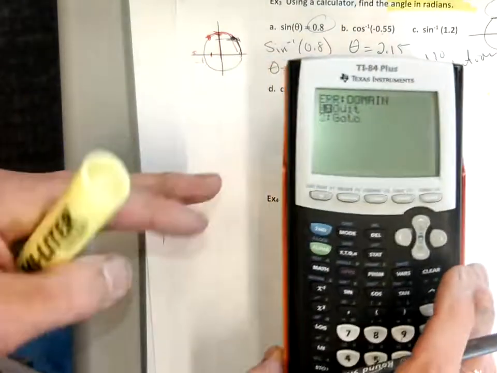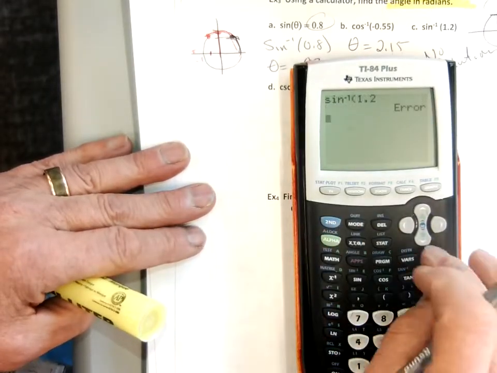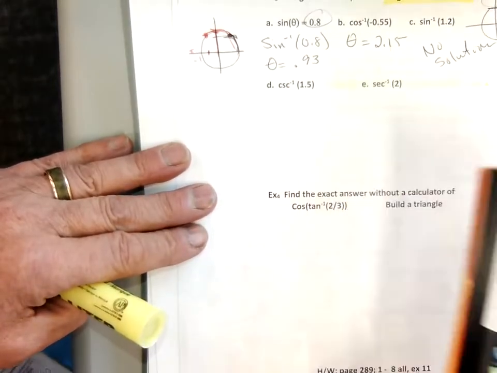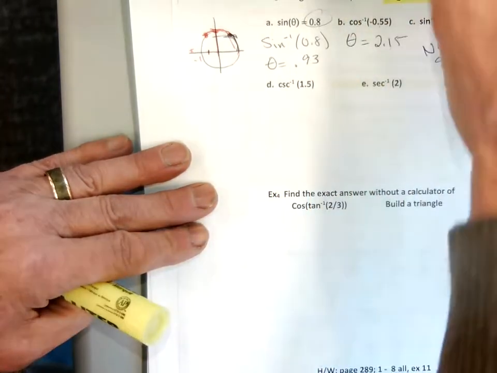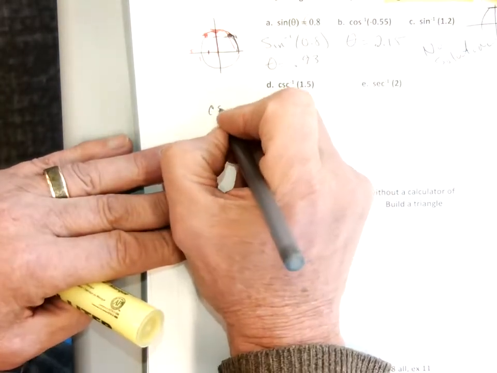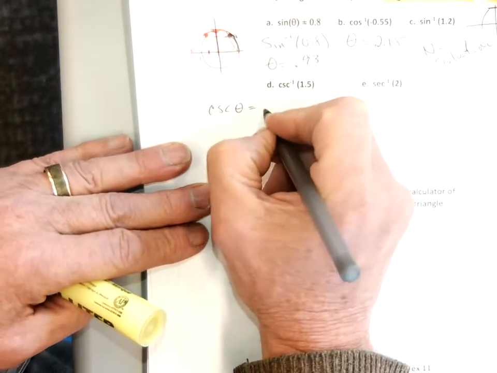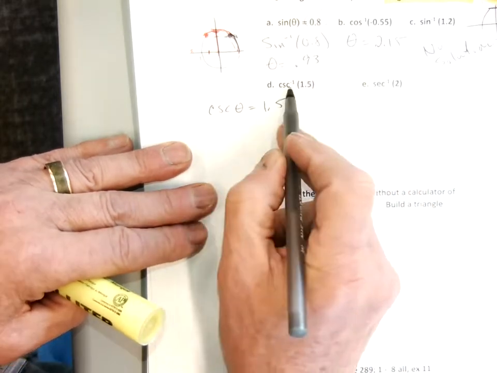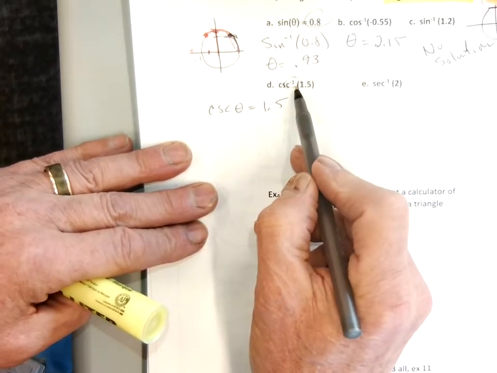Because you don't have a cosecant button. You really don't. You don't have a secant button. You don't have a cotangent button. But what we can do, let's rewrite this. We've got cosecant of some angle, right? We're looking for an angle because that's what that says. Find the angle.